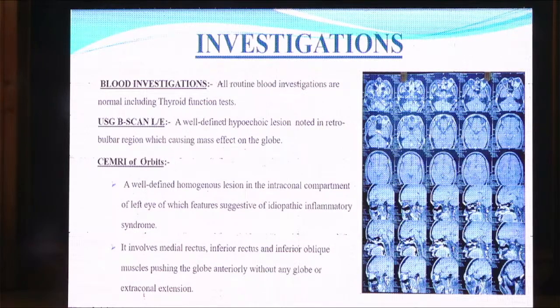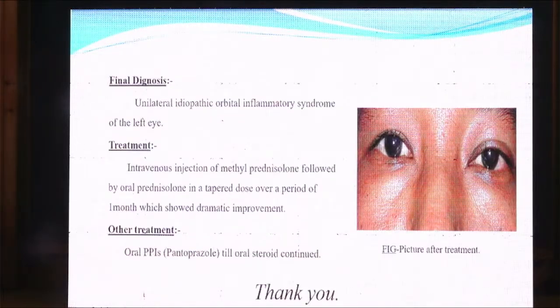And on contrast MRI of the orbits, a well-defined homogeneous lesion in the intraconal compartment of the left eye, suggestive of idiopathic inflammatory syndrome. It involves the medial rectus, inferior rectus, and inferior oblique muscles, pushing the globe anteriorly without any globe or extraconal extension. Final diagnosis was unilateral idiopathic orbital inflammatory syndrome of the left eye.